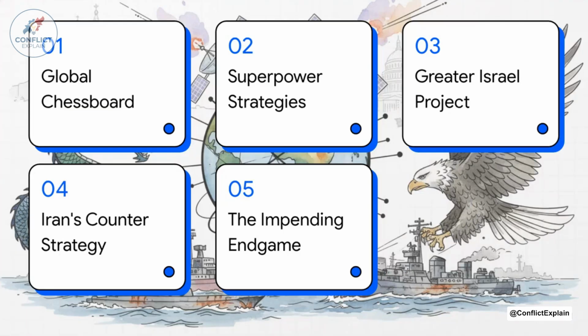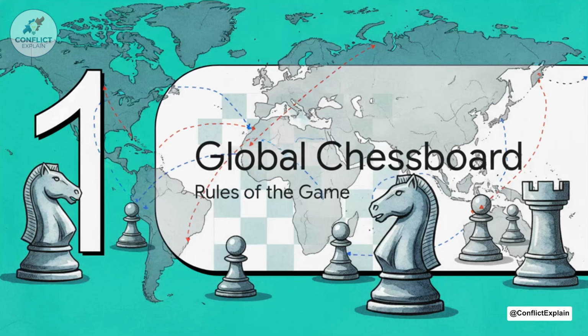All right, here's our roadmap for today. We'll start with the rules of the global chessboard, then look at US and Russian strategies, dive into the Greater Israel Project, map out Iran's counter-strategy, and finally, look at the impending endgame. Section 1. The global chessboard and the rules of the game.